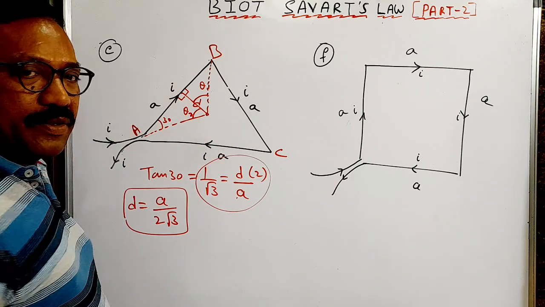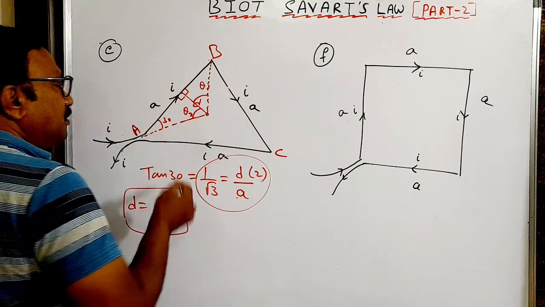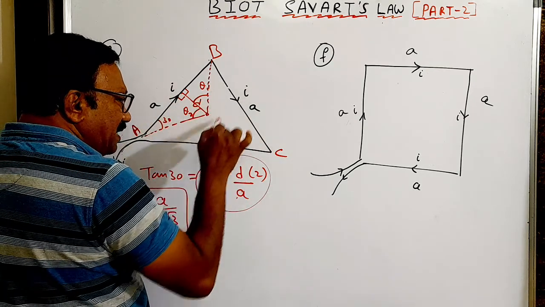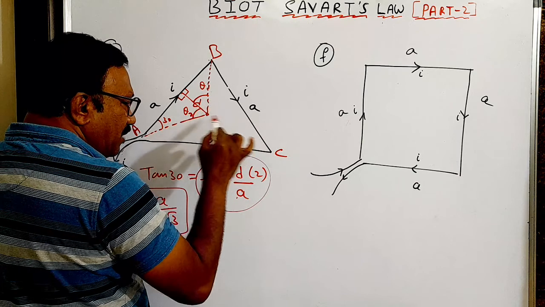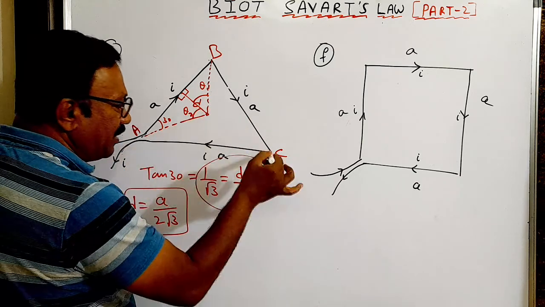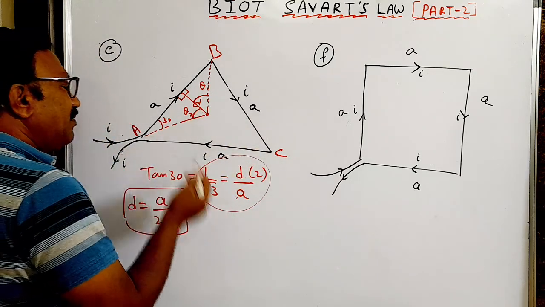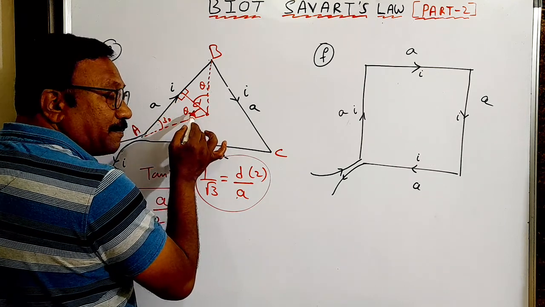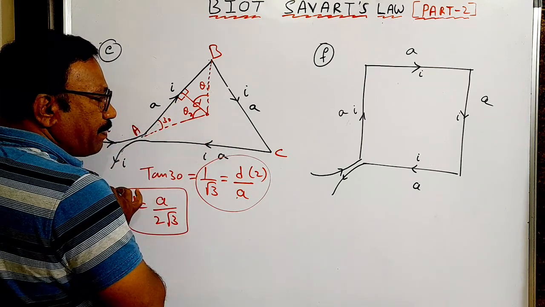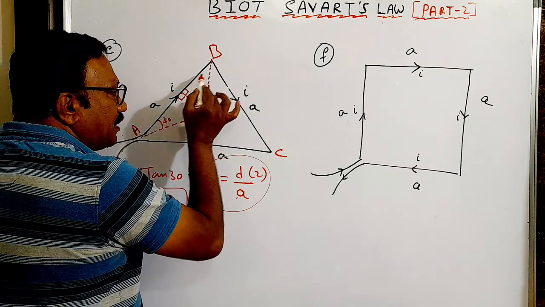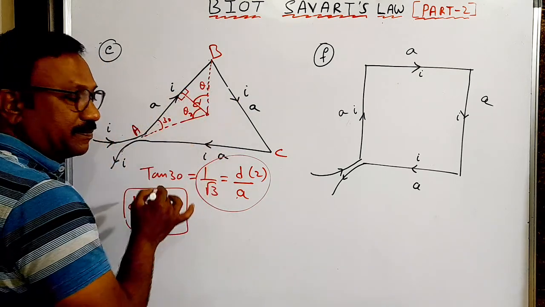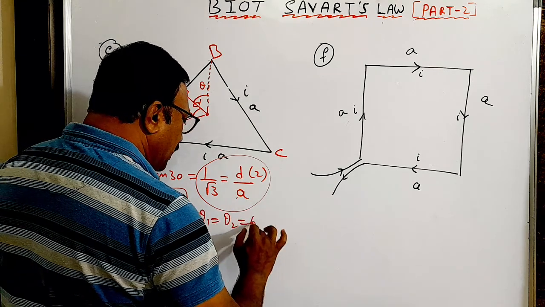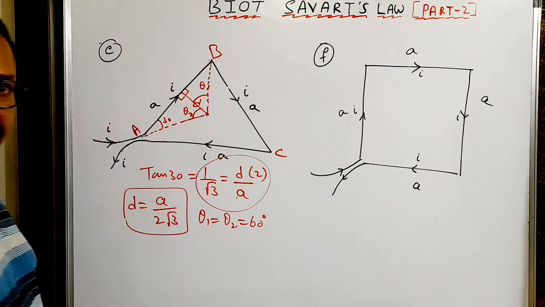Now, theta 1 and theta 2. See, the total angle at the center must be 360 degrees. So this must be 120, 120, 120 if you join a line here. Otherwise, you can do one thing. This is 30, this is 90, this has to be 60. Similarly, this is 30, this is 90, this has to be 60. So therefore, theta 1 and theta 2 both are equal to 60 degrees.